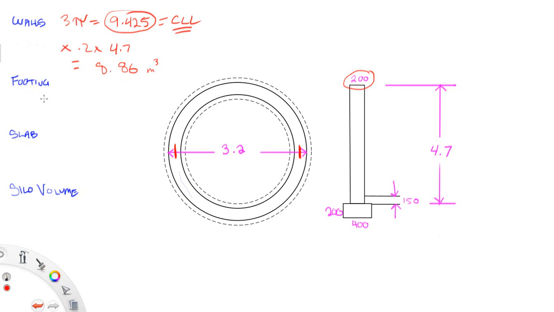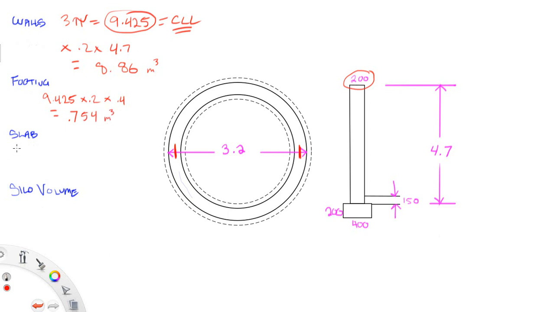Let's go ahead now and jump down to our footing. We'll use the exact same center line length, so we have 9.425. We will then multiply that by the two other dimensions for our footing: multiply that by 0.2 for the thickness of our footing, and multiply that by 0.4 for the width of our footing. And that should give us 0.754 cubic meters.